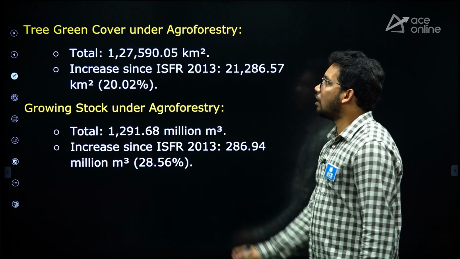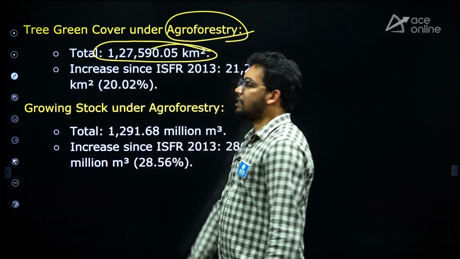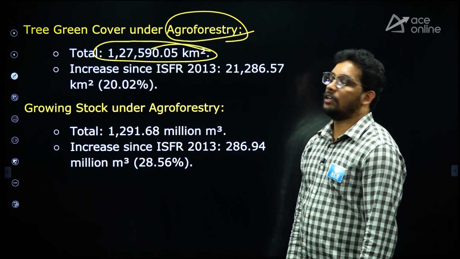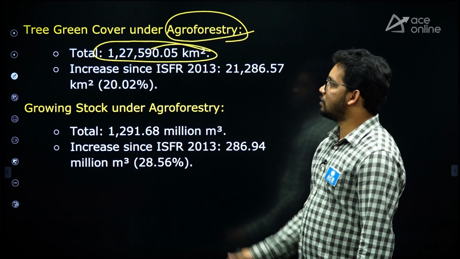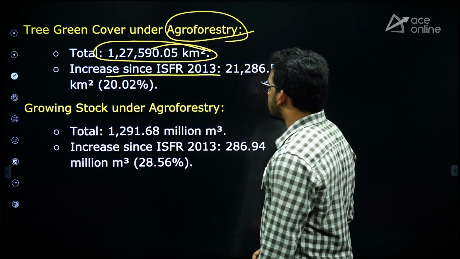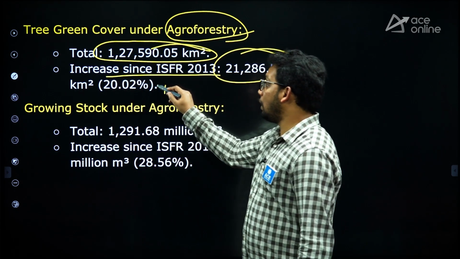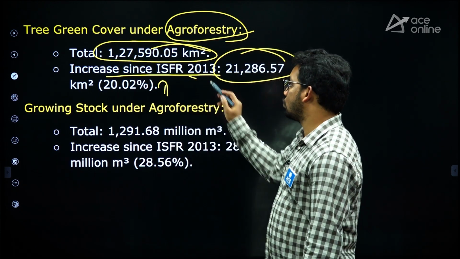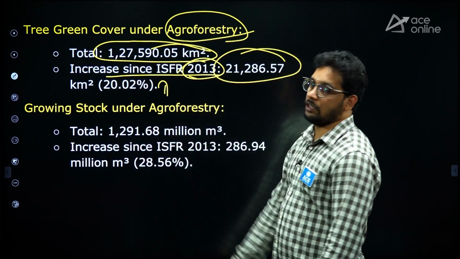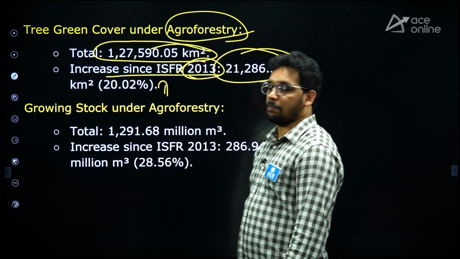And the tree green cover under agroforestry, the total is 1,27,590 square kilometers. This is the total amount of agroforestry being cultivated, and this was increased by 21,286.57. 20% increase has been seen since 2013, which is a good sign, right? In one decade, we were able to increase 20%.